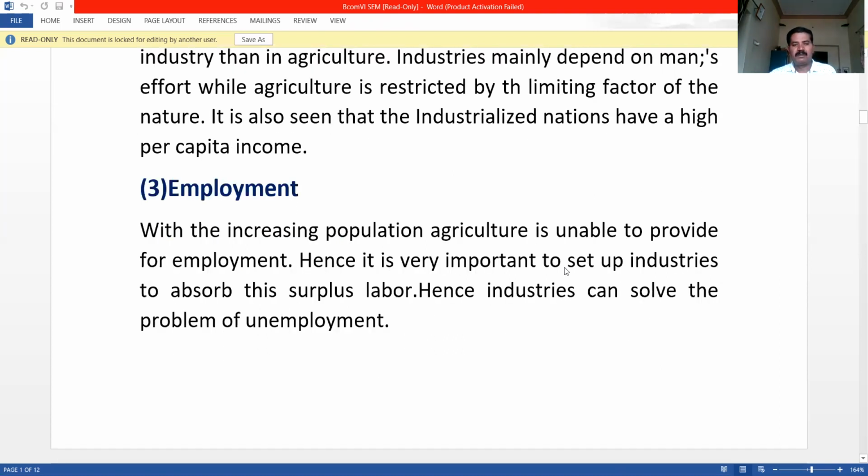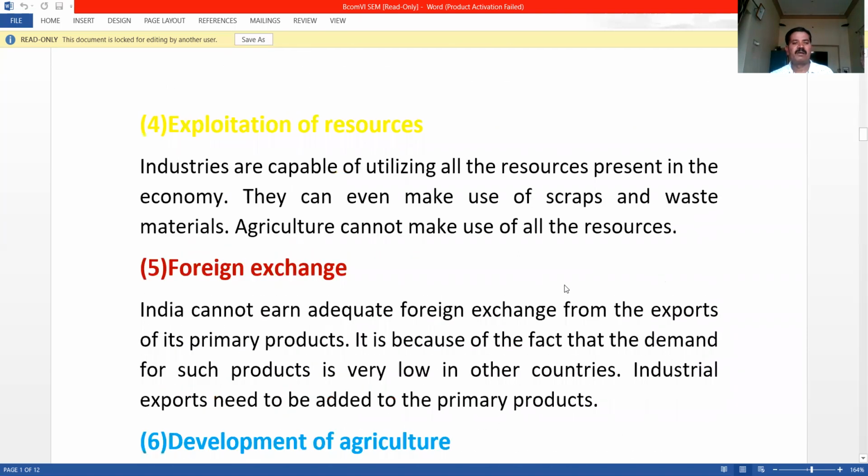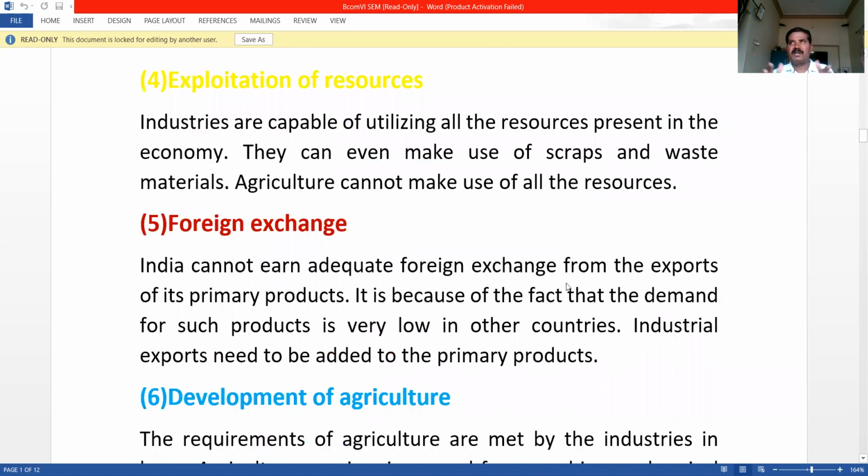Third point: generation of employment opportunities. With the increasing population, agriculture is unable to provide employment. Hence, it is very important to set up industries to absorb this surplus labor, and industries can solve the problem of unemployment. And the fourth one: exploitation of natural resources.